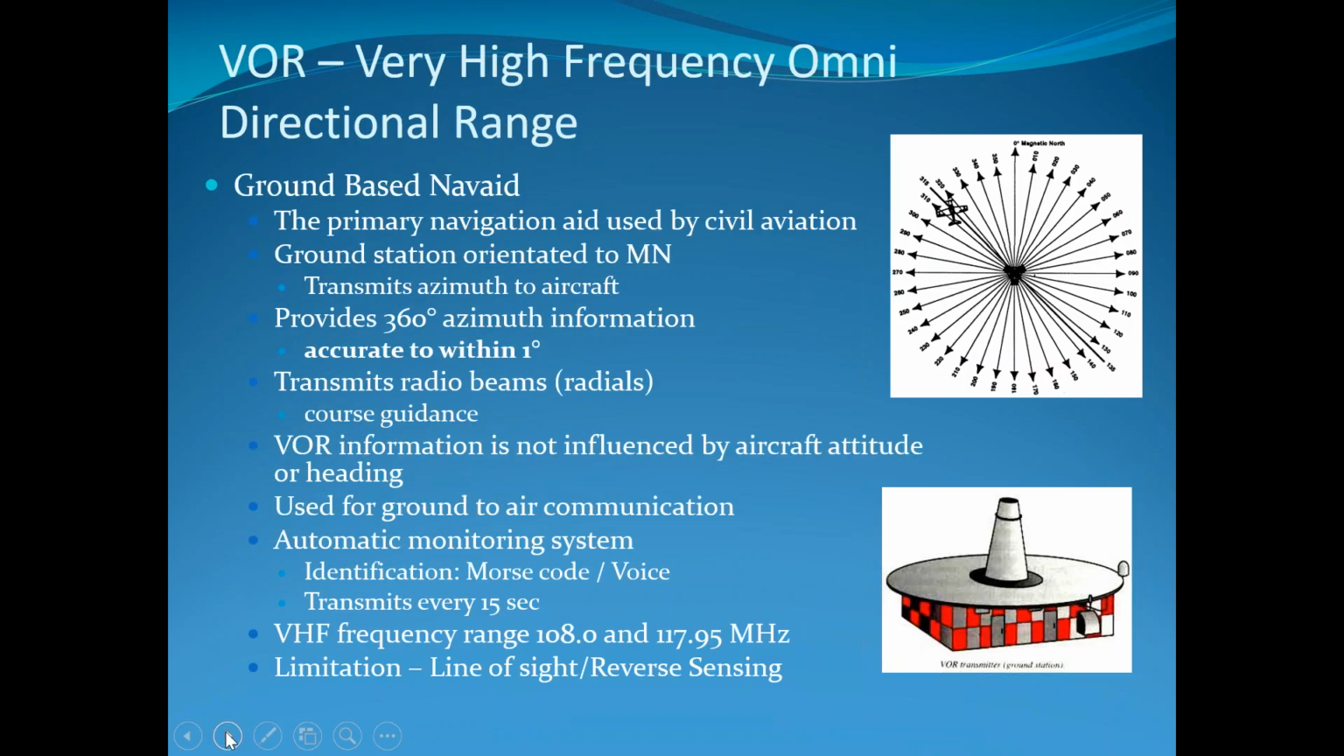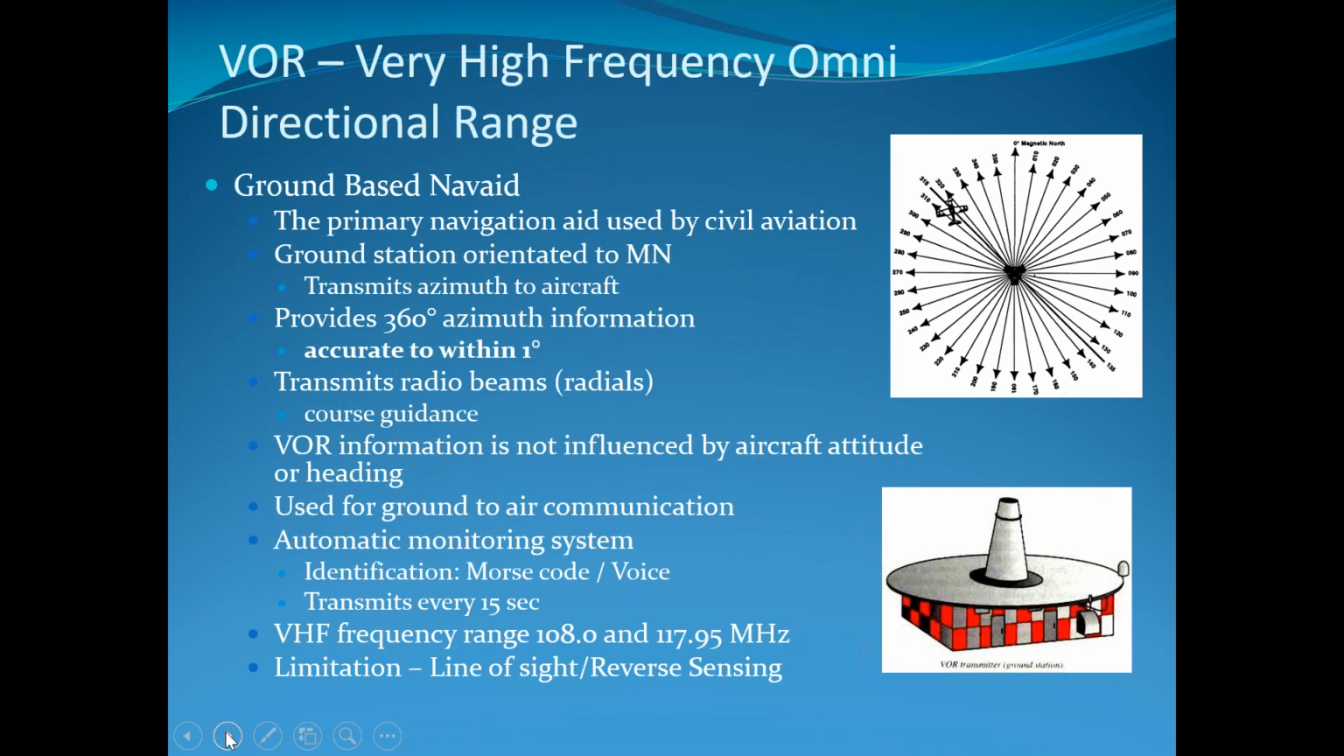VORs. So we've talked about VORs, but what that actually stands for is very high frequency omnidirectional range. It is a ground-based nav aid, and it is currently the primary navigation aid used by civil aviation. The ground station itself, wherever it's located, is oriented to, that MN stands for magnetic north.